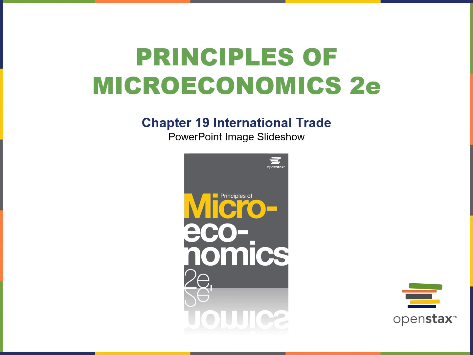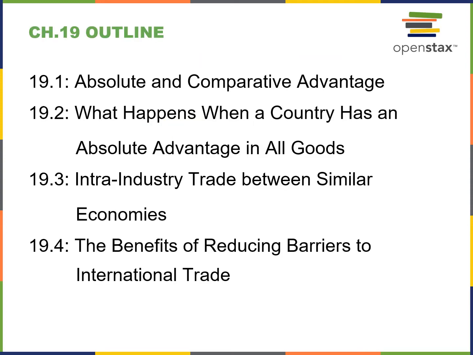Principles of Microeconomics, Chapter 19, International Trade, Professor Wagner. This chapter is going to outline absolute and comparative advantages and what happens when a country has an absolute advantage in all goods, inter-industry trade between similar economies, and benefits of reducing barriers to international trade.